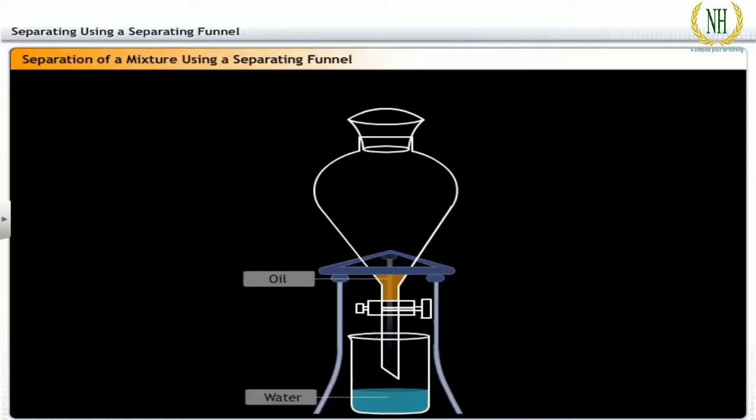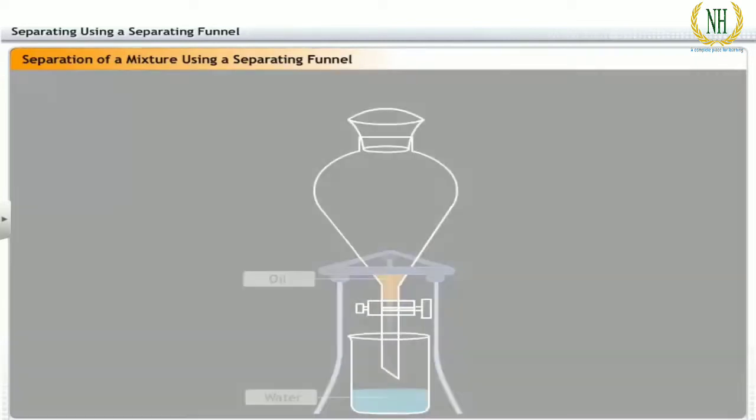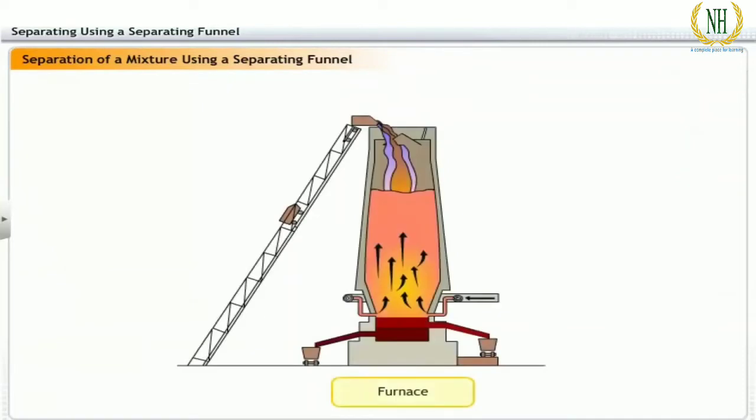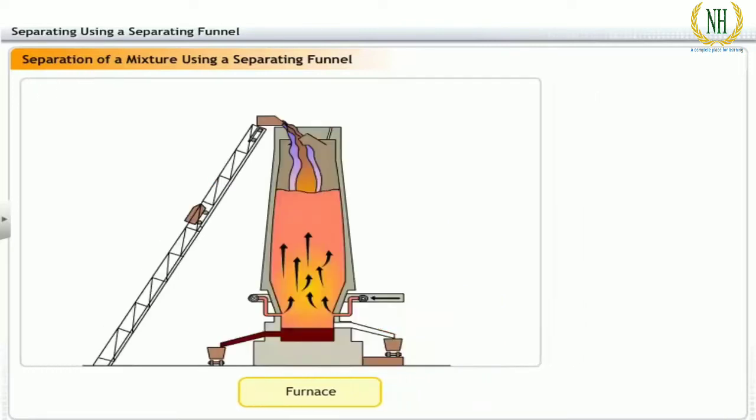In fact, this same method of separation is used to extract iron from its ore. The slag and molten iron form two distinct layers inside the furnace. The lighter layer of slag is removed from the top and the molten iron gets left behind.